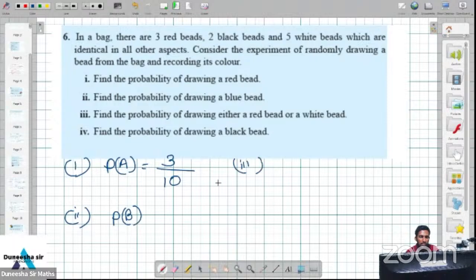Probability of drawing either a red bead or a white bead, PC. Getting a black bead, PD. Can you get them? If you finish, send me the answers. Now you know how to get the probability, right?